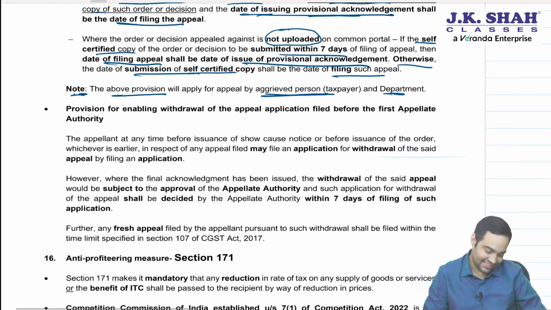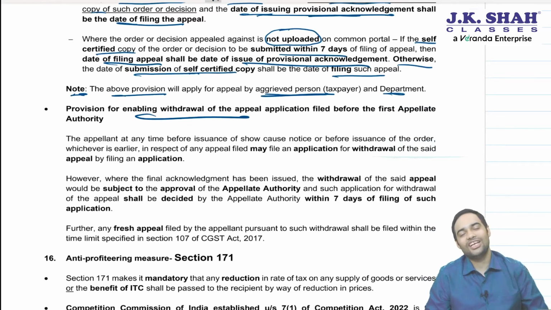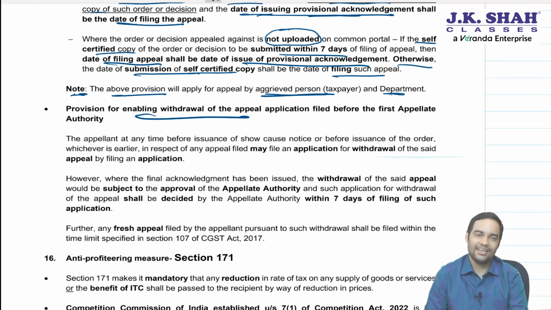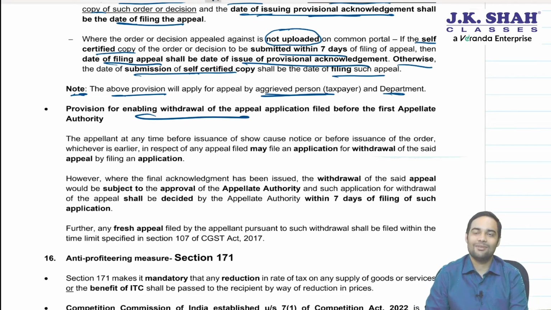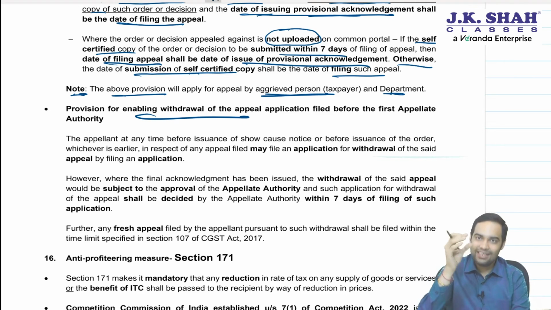Okay. Plus, a provision has been added that you can withdraw an appeal. Oh, is it, sir? Yeah. You can withdraw an appeal which you have filed. This is allowed. Sir, what if I withdraw and then I want to again re-file the appeal? Then again you will have to check the time limit for filing appeal. If it is within the time limit for filing appeal, then you can again refile an appeal, no problem. Plus, whenever you are filing for withdrawal after final acknowledgement has been issued, then obviously the appellate authority will give you that withdrawal. You can't just file the withdrawal and keep quiet. Appellate authority will hear the withdrawal application and allow it within 7 days.